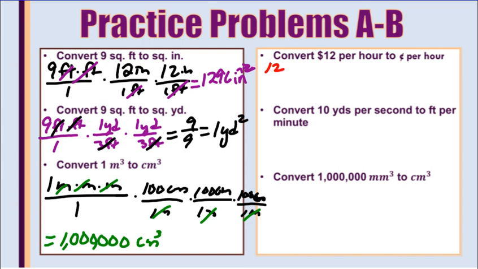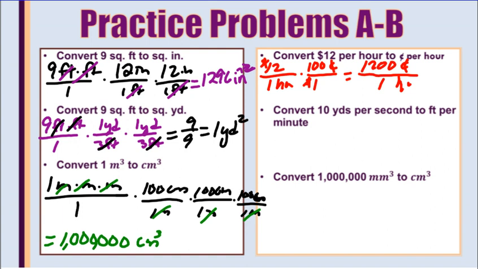Convert $12 per hour to cents per hour. So there are 100 cents in $1. So the dollars cancel off and I'm left with 1,200 cents per 1 hour. So it'd be 1,200 cents per hour.